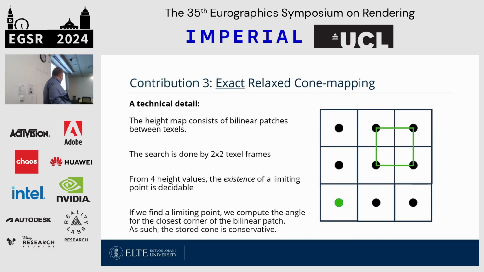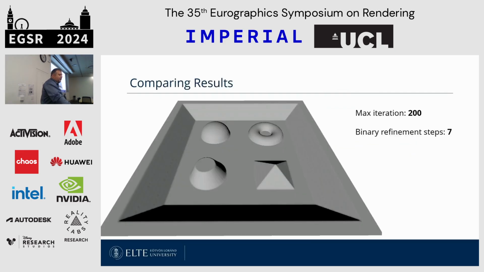To compute the exact limiting point, we would need an equation to solve, but we didn't do that. We simply said, okay, let's find the corner of the bilinear patch which is closest to the point of interest, so that for that point we computed the cone angle. So let's compare some results, and we use really high iteration and refinement steps to show what our algorithm and the previous one can do.